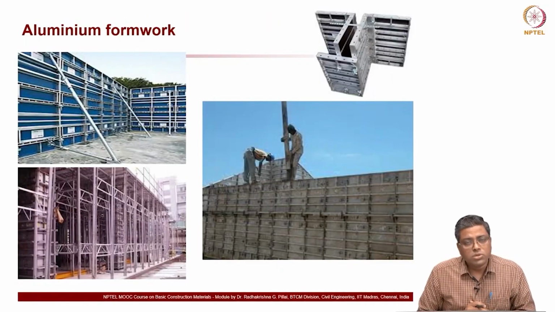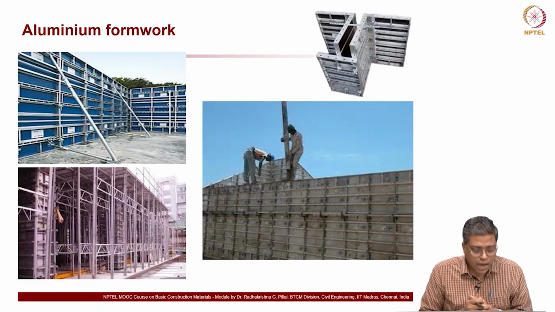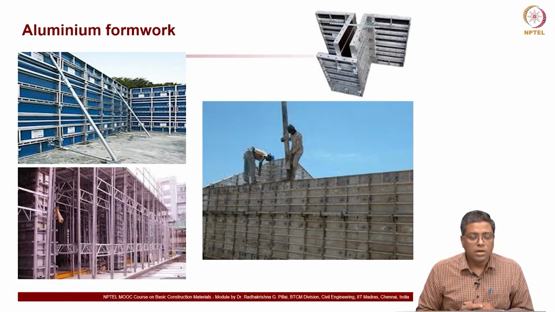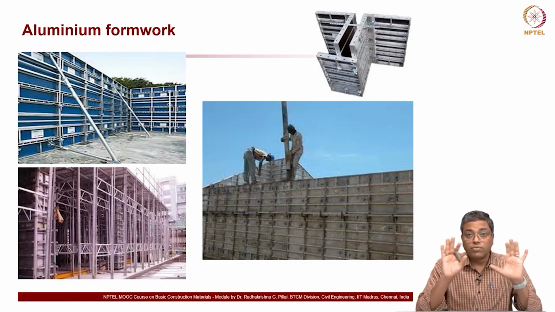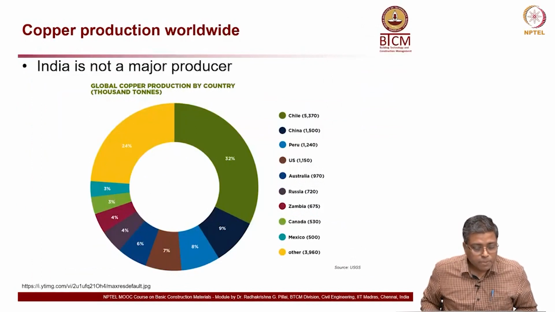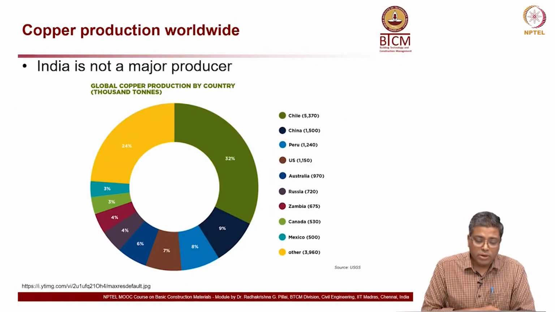Now, aluminum is also used for formwork because it is lightweight, it is easy for the workers to carry, etc. So, widely used for concrete construction also. So, aluminum formworks are nowadays used for getting nicely finished exposed concrete surfaces. Okay. Now, let us look at the next metal, that is copper.